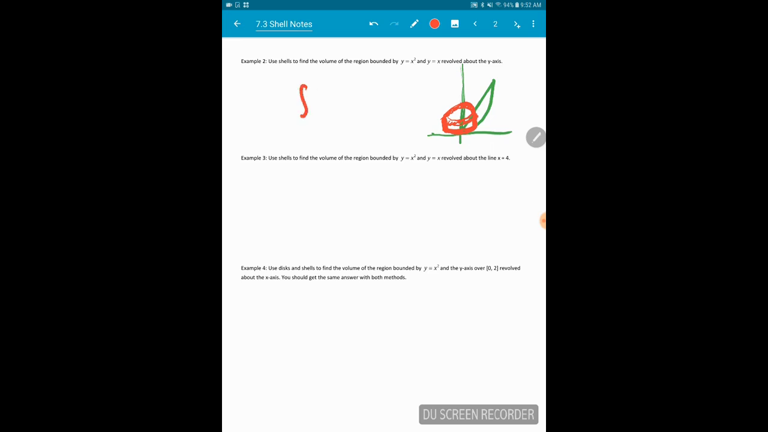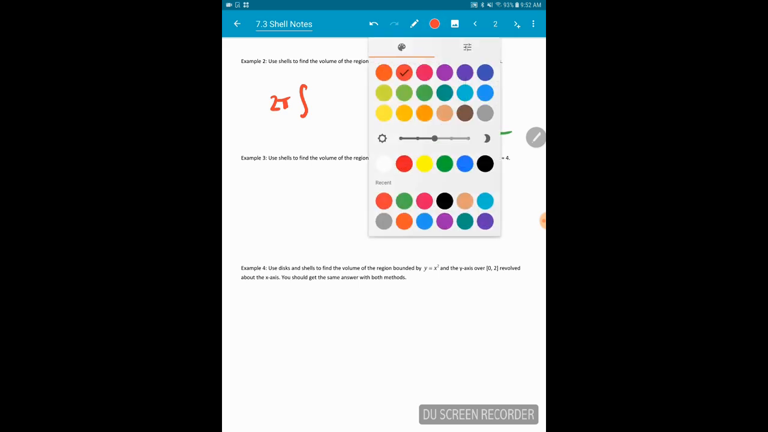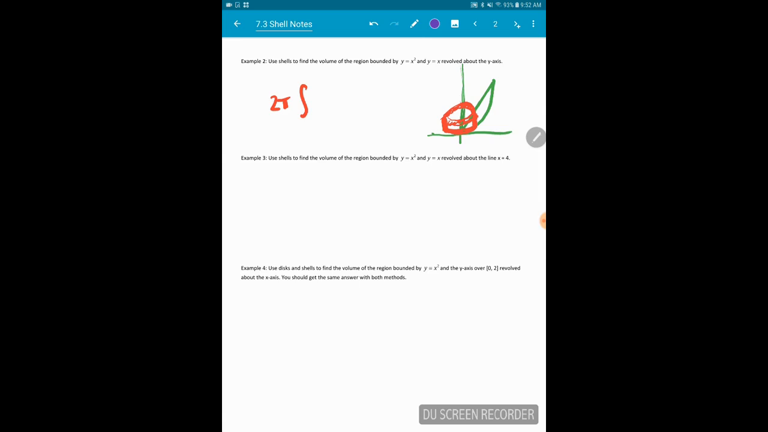So I'm going to take the integral 2 pi, and then I need to figure out what's actually happening with my radius and my height. So this is going to be in terms of x. So I'm going to go from 0 to 1. That's because the intersection point here is 1, 1. So I'm going to go from 0 to 1.